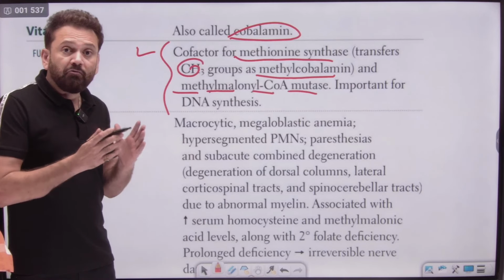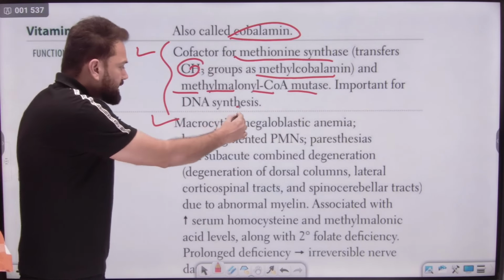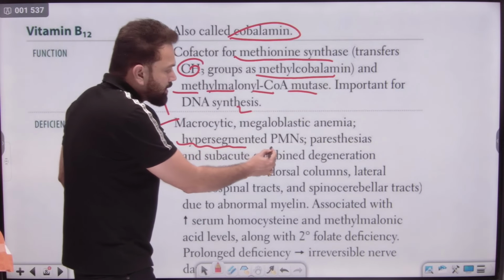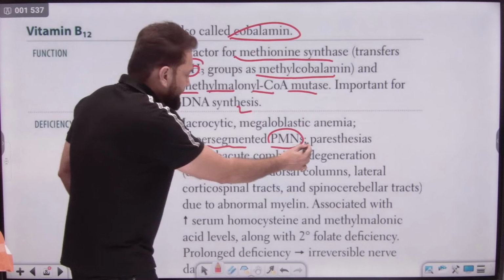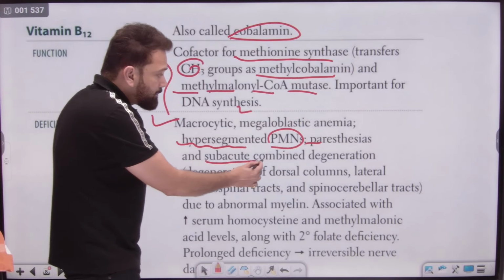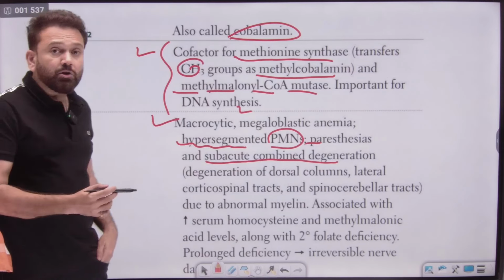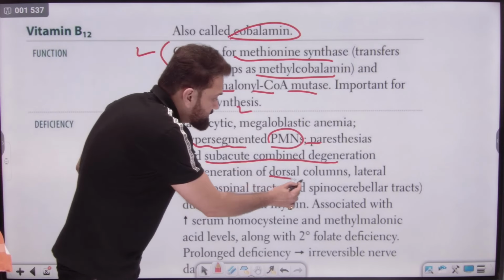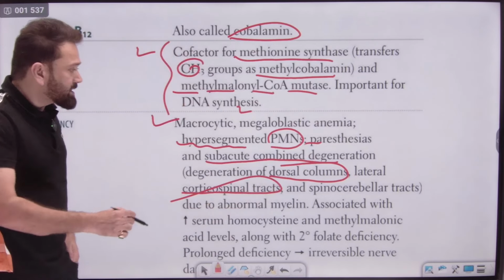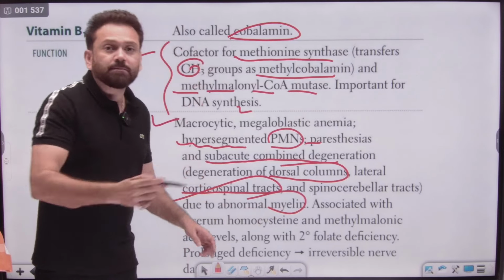In the deficiency of vitamin B12, it can cause macrocytic anemia, megaloblastic anemia, and you can get hypersegmented polymorphonuclear neutrophils. There can be paresthesia because of neurological symptoms, and subacute combined degeneration, SACD. It is a degeneration of the dorsal column. Again, one more MCQ: dorsal column, lateral corticospinal tract, and spinocerebellar tract, due to abnormal myelin synthesis.